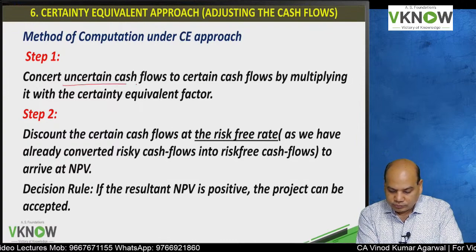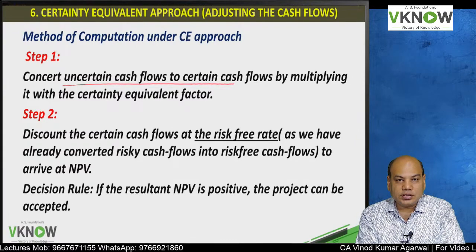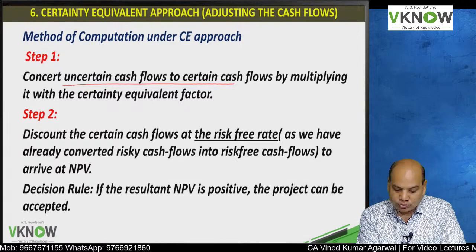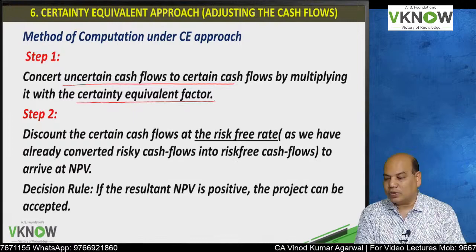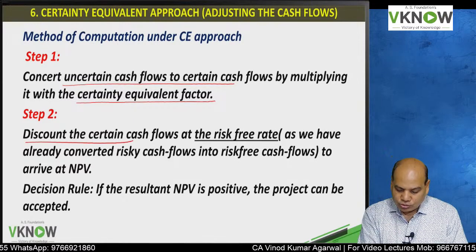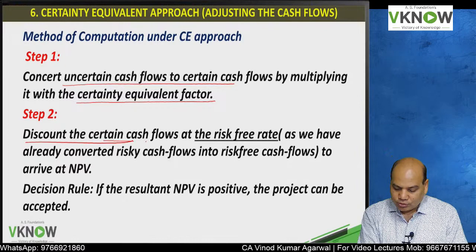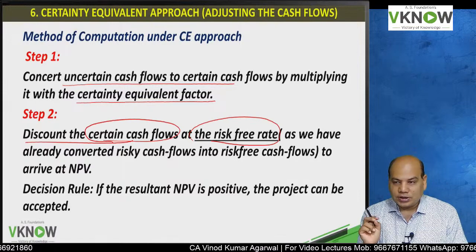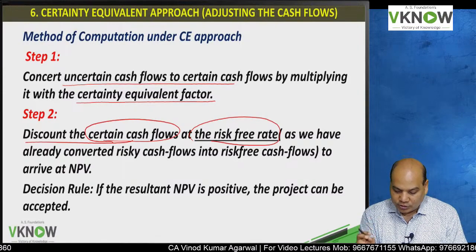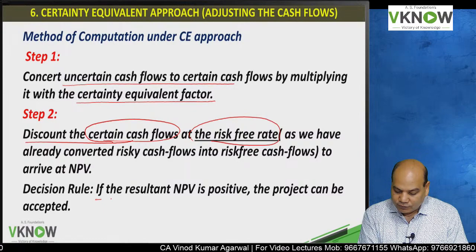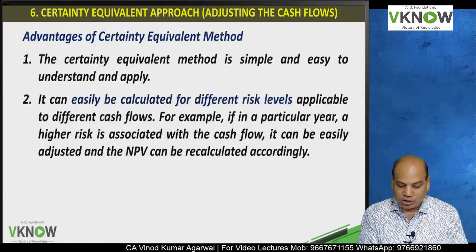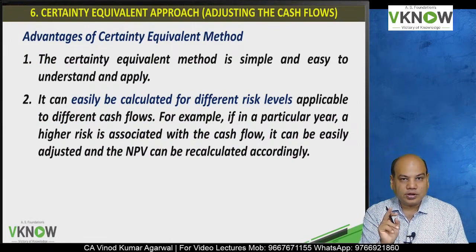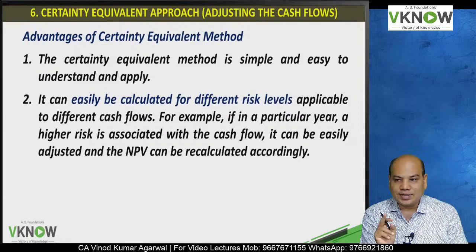Step number 1, convert uncertain cash flow into certain cash flow by multiplying by certainty equivalent factor. Step number 2, discount the certain cash flow by risk-free rate. Because cash flow is risk-free, discount rate should also be risk-free. If the NPV is positive, accept the proposal. If NPV is negative, reject the proposal. Between two options, the one which has higher NPV will be selected.